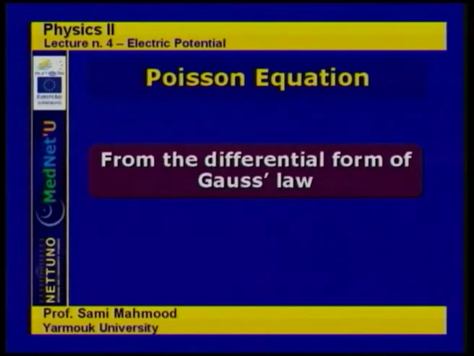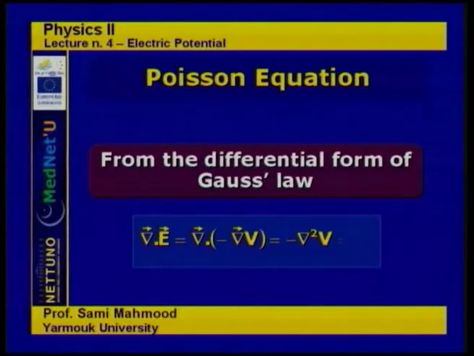This is the Poisson equation. It can be obtained from the differential form of Gauss law. The differential form of Gauss law is simply div E, as we have derived before. Div E is equal to rho over epsilon naught, and div E is equal to div of minus gradient V, because E is simply minus gradient V. And that gives div dot gradient, which is simply the gradient squared. And this gives minus gradient squared of V is equal to rho over epsilon naught.